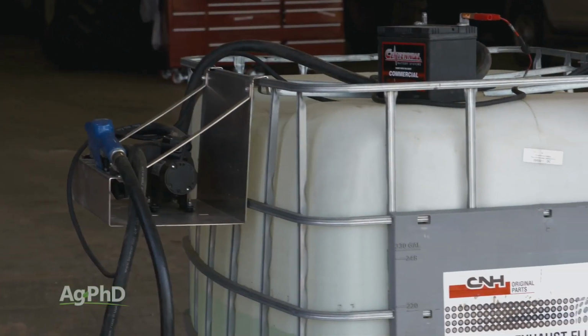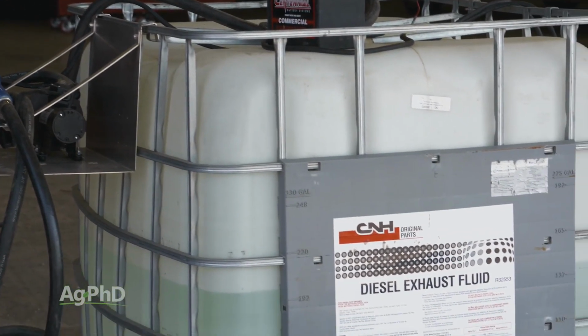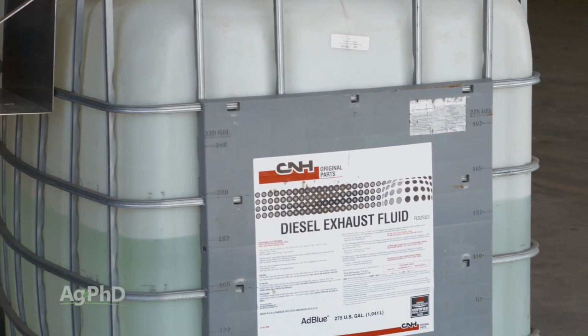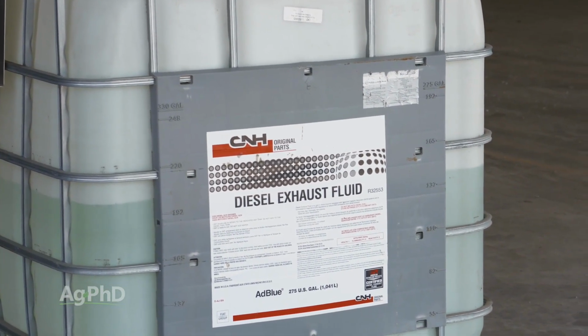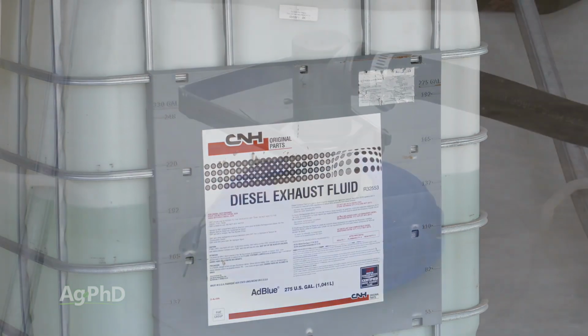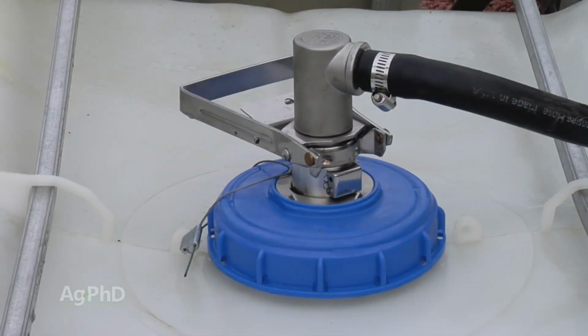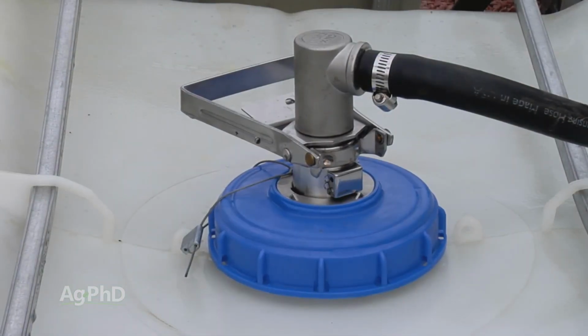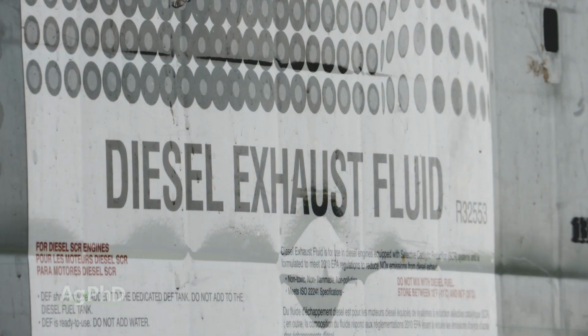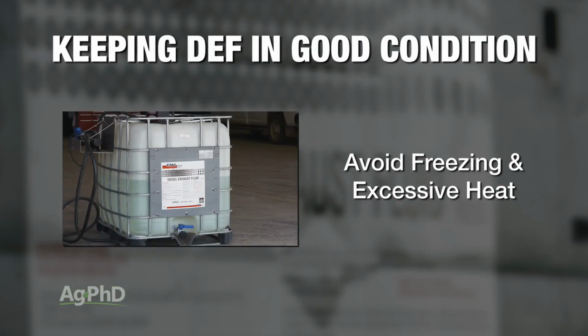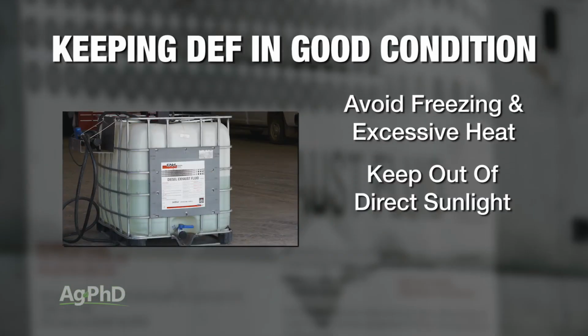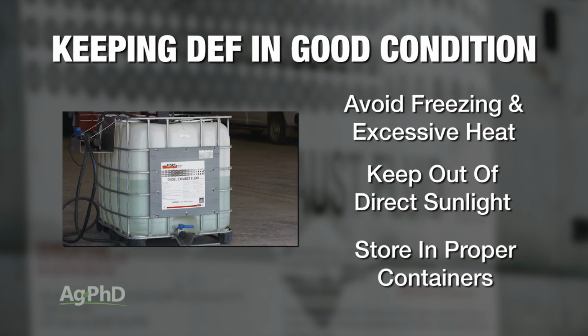Third, since DEF contains urea, it can be corrosive, so store it in the proper containers. HDPE plastic and stainless steel jugs or tanks are preferred. Not only could DEF damage improper containers, the quality of the DEF itself can be compromised. Fourth, due to some of the issues detailed already, you want to make sure that DEF is in good condition. When stored properly to avoid extreme temperatures, both high and low, as well as avoiding direct sunlight and improper metal containers, DEF can maintain its usefulness for up to 12 months.